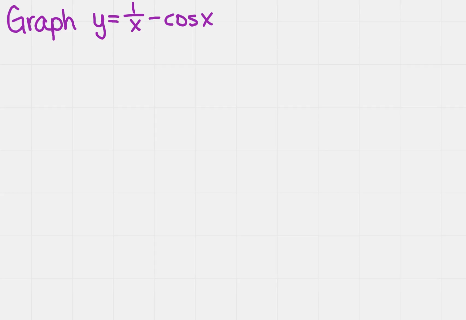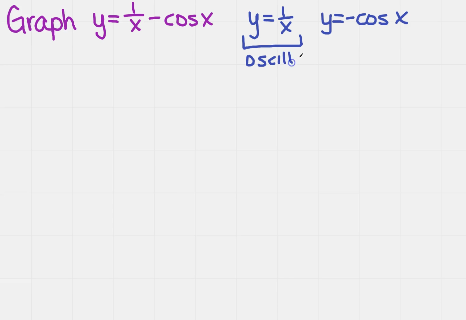We want to graph y equals 1 over x minus cosine of x. Now remember, you can take this apart since they're combined functions. I've got y equals 1 over x, and I've also got y equals minus cosine of x. So if I have that, what that's going to tell me is it's going to oscillate around 1 over x. So those are going to be my dashed lines on my graph.